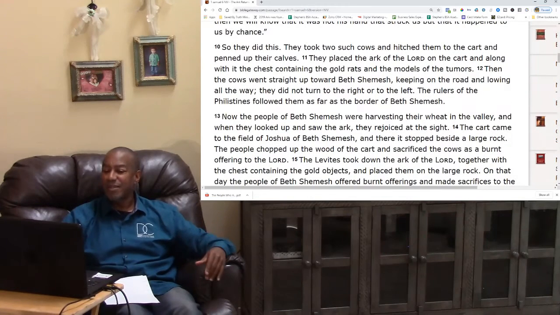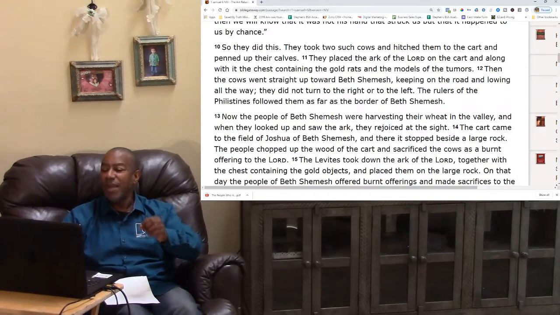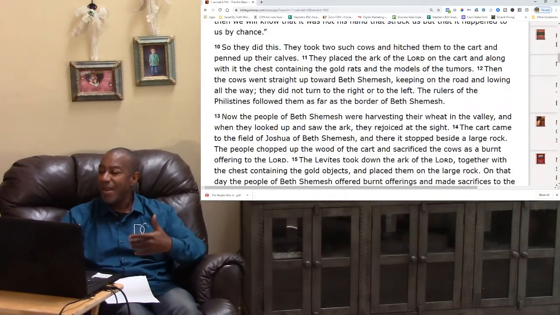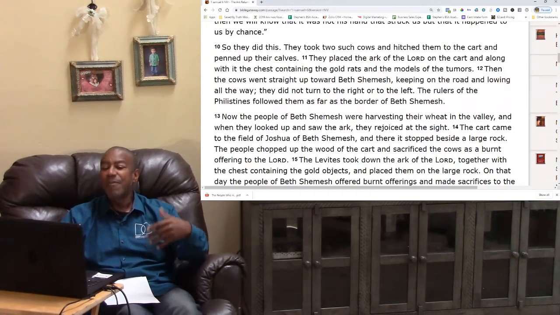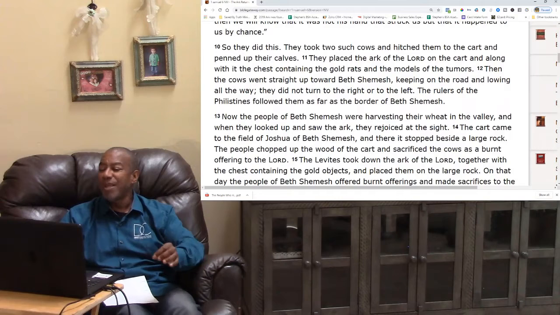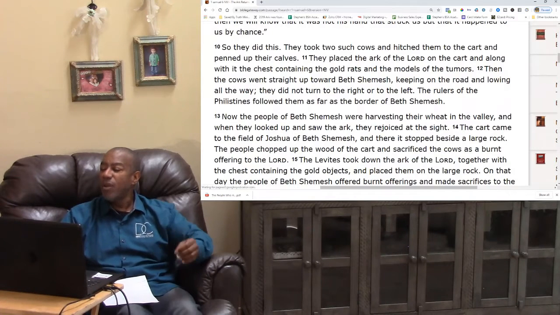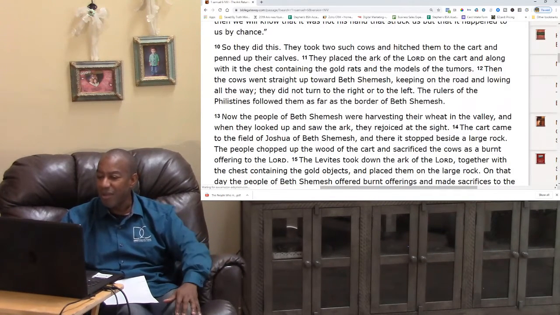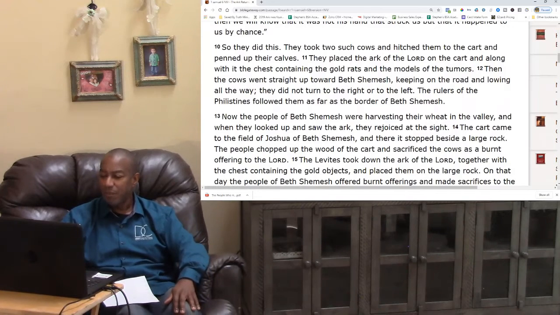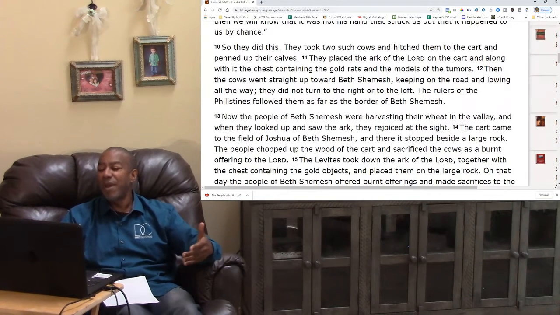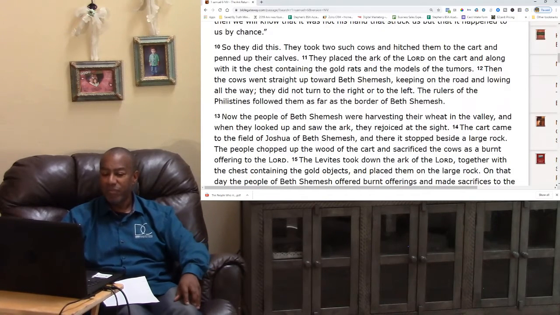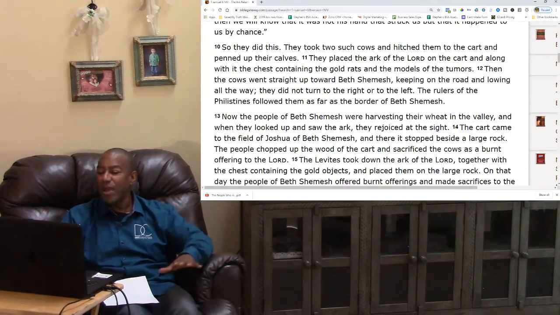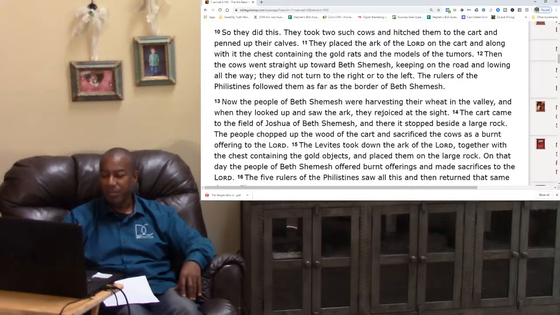So they did this. They took two such cows and hitched them to the cart and penned up their calves. They placed the ark of the Lord on the cart along with the chest containing the gold rats and the models of the tumors. Then the cows went straight up toward Beth Shemesh, keeping on the road, lowing all the way. They did not turn to the right or to the left. The rulers of the Philistines followed them as far as the border of Beth Shemesh.